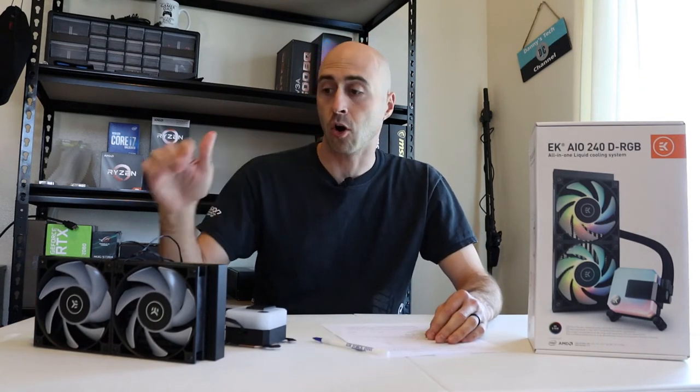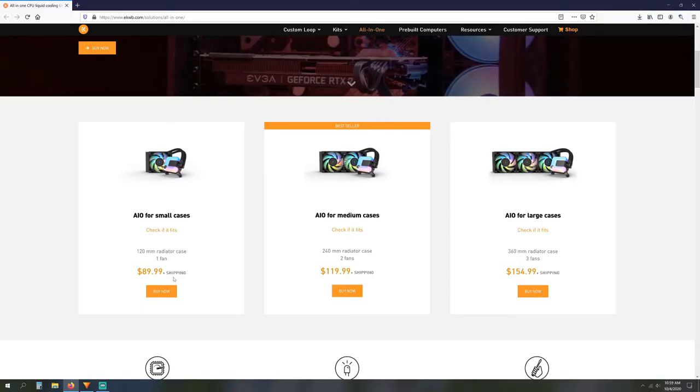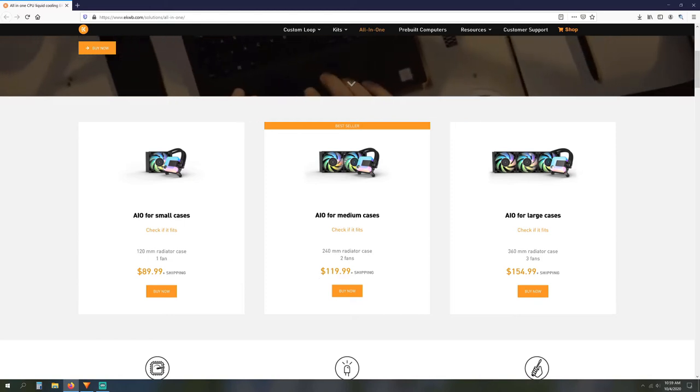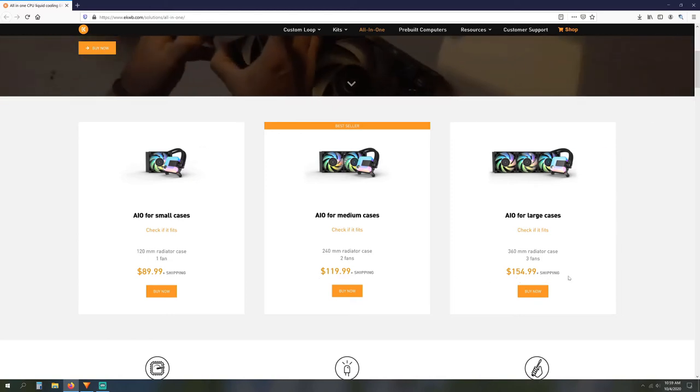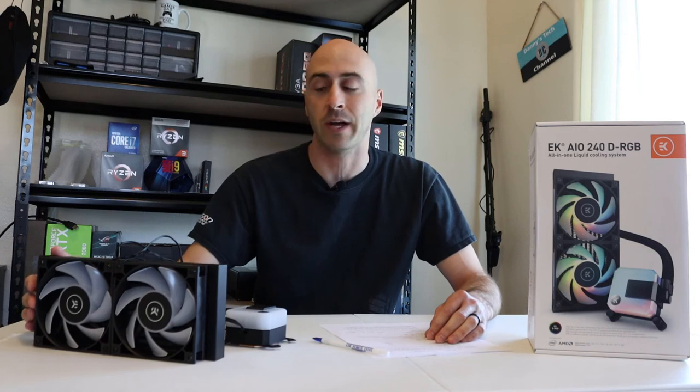So your pricing points that I didn't get to talk about earlier are for the 120, because I didn't introduce these things, it's $90. For the 240 mil, it's $120. And for the 360, it's $155. That's really a good price considering a lot of AIOs are even more than that. For a 360 mil AIO from a lot of the big name companies, you're looking at over $200. It's a pretty good deal.